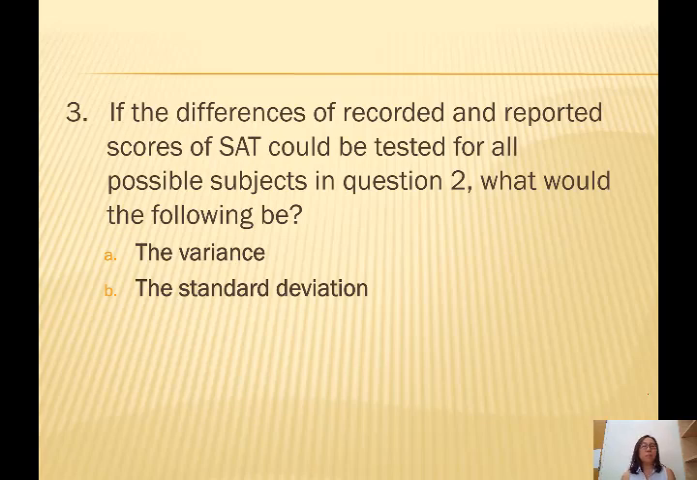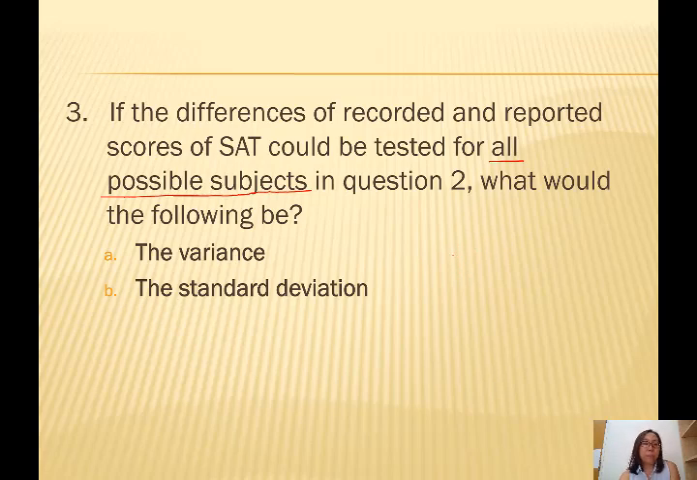In question 3, it says, if the differences of recorded and reported scores of SAT could be tested for all possible subjects in question 2, what would the following be? Now in this question, it looks like we've already answered this question, but obviously it's looking for something else. The key phrase here is for all possible subjects, right? So that refers to the population.